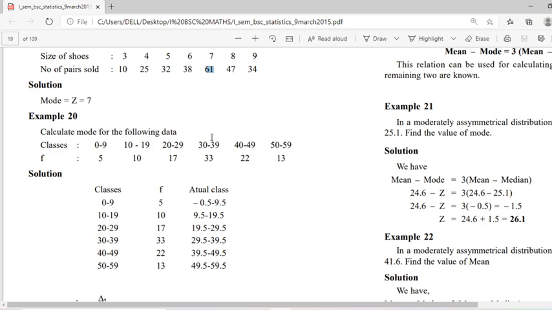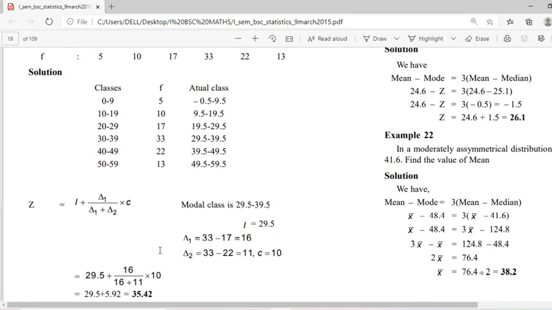Look at these classes. The end point of the first class is not the starting point of the second class, so we have to arrange. To ensure the intervals are exclusive, we have to modify like this. The actual class 0 to 9 is modified as minus 0.5 to 9.5. Then 10 to 19 is modified as 9.5 to 19.5. 20 to 29 is modified as 19.5 to 29.5. Likewise, we can modify all the classes. The corresponding frequencies are noted here.